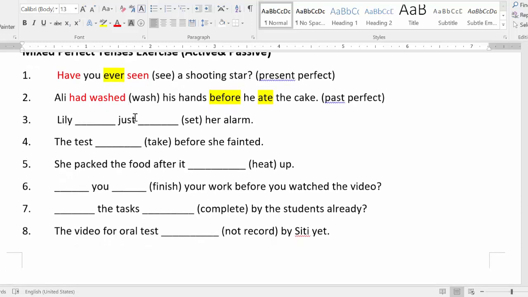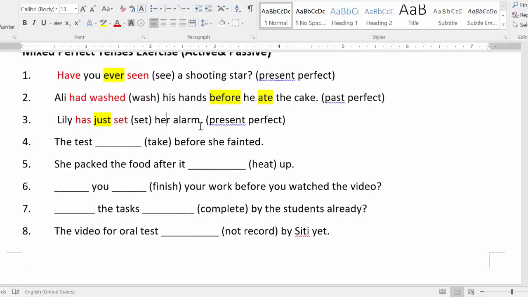Okay, number 3, Lily just set her alarm. Your keyword here should be just. Just is the keyword for present perfect tense. We know that this action has just been done, but we do not know when. So it should be present perfect tense. Lily can set her alarm. This action can be done by the person in front, so it should be active voice. So your answer, Lily, present perfect tense, singular, Lily one person, has plus pp. So your answer, has just set her alarm. pp for set is also set. Please remember, verbs like put, cut, set, their past tense and their pp form is the same as the original form. Has just set.